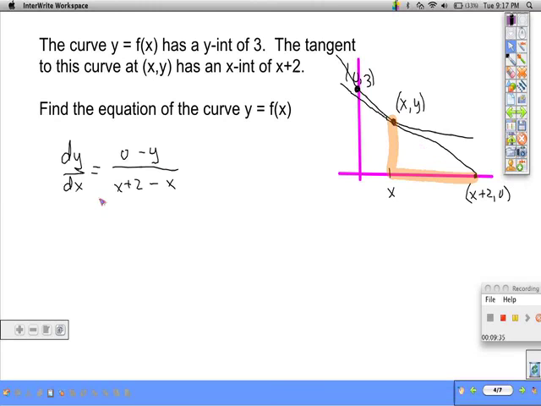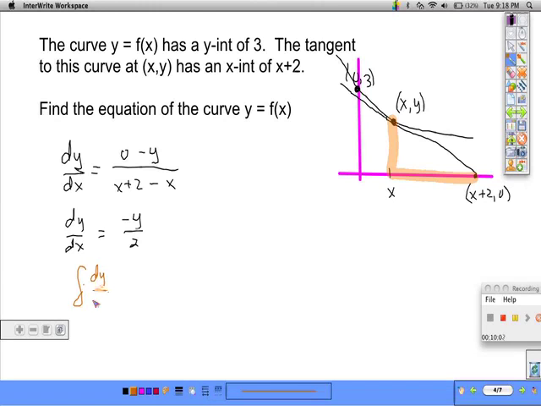And I can clean this up just a bit. dy/dx is equal to negative y over 2. And this is a separable differential equation again. I get the integral of dy over y, divide both sides by y, equals negative 1/2 times the integral of dx.